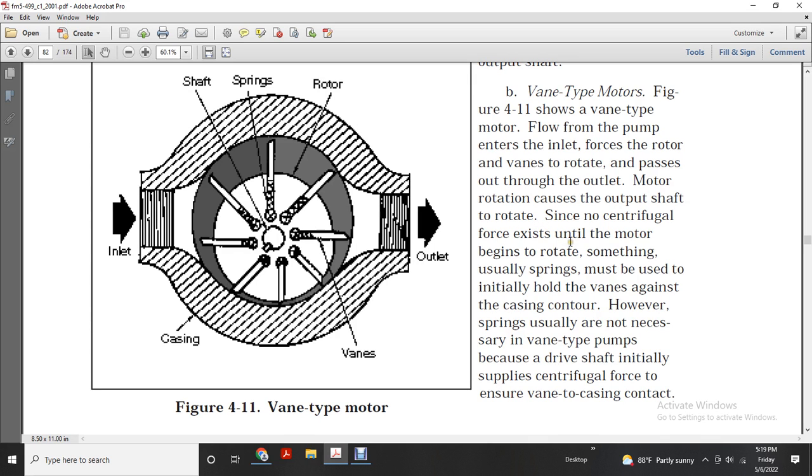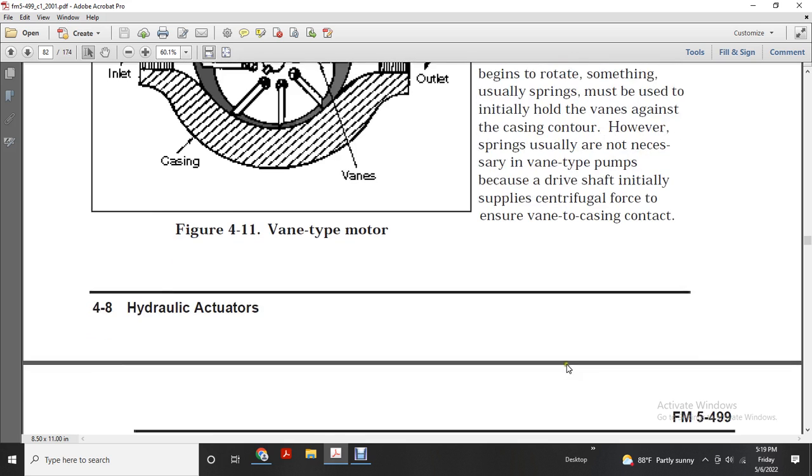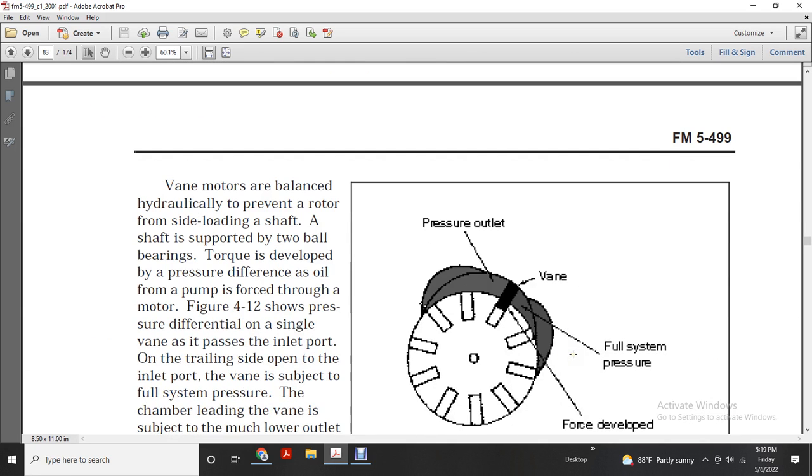Since no centrifugal force exists in the motor when it is not rotating, something, usually springs, must provide the initial hold of the vanes. In some designs, however, springs are usually not necessary in vane type motors because of a different shaft that initially supplies centrifugal force to ensure vane to casing contact. Vane motors are hydraulically balanced to prevent the rotor from side loading the shaft. The shaft is supported by two ball bearings.